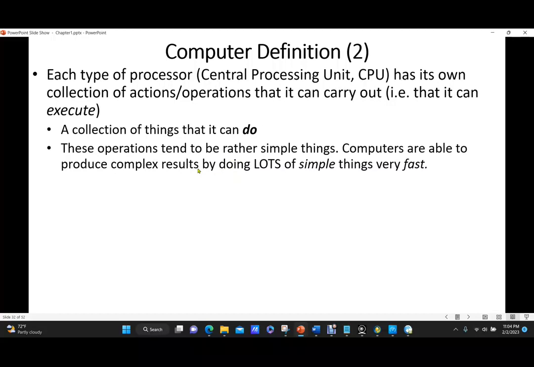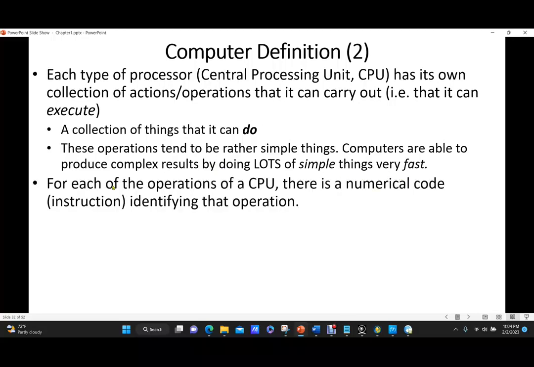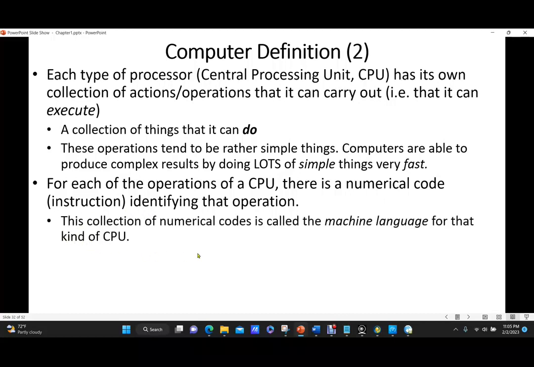Now, the operations that a computer's CPU can perform tend to be simple things. Computers produce complex results by doing lots of simple things really fast. Now, each of the operations that a CPU can perform has a numerical code, an instruction code that identifies what the operation is. The collection of codes identifying the operations that the processor can do is called the machine language for the processor.